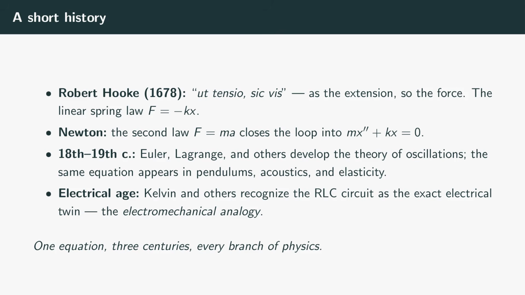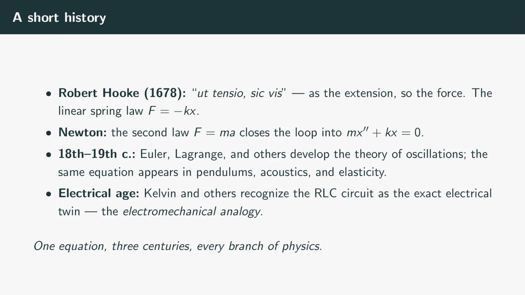A little history. In 1678, Robert Hooke published his spring law as a Latin anagram, later revealed as ut tensio sic vis, as the extension, so the force. That is exactly F equals minus kx, force proportional to stretch. Combine Hooke's law with Newton's second law, force equals mass times acceleration, and you immediately get mx double prime plus kx equals 0, the harmonic oscillator.